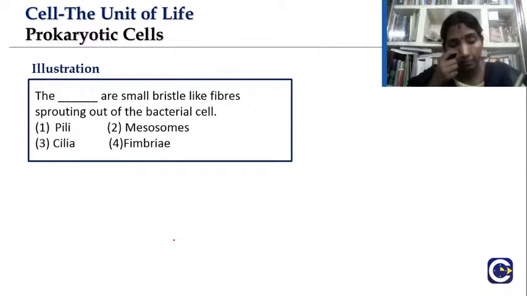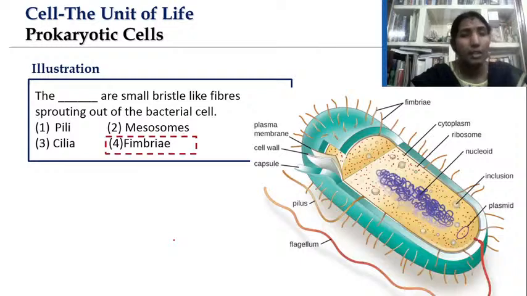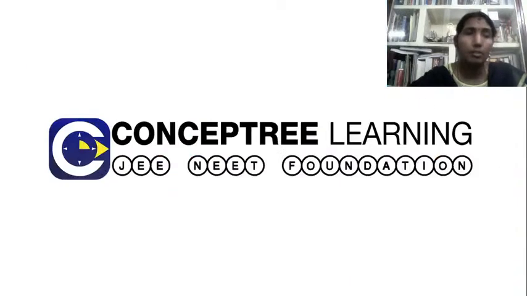You can put the numbers, that will be fine. Yes, you are right. Very good, Kirtana. The answer is fimbriae. You can see that bristle-like fibers, like I said, help in clinging to the surface. So that is the right answer. Very good, Sana, Kirtana and all. Good, Vignesh.